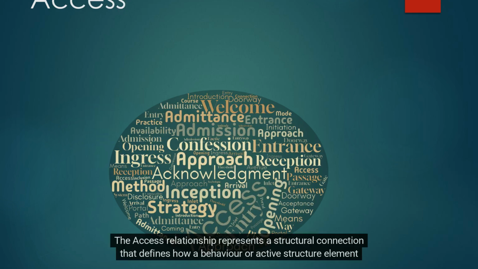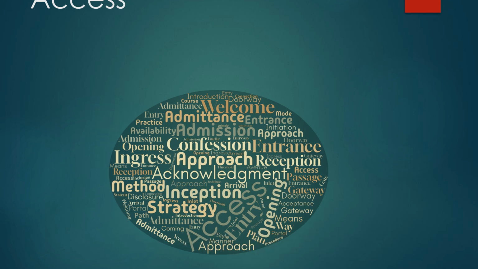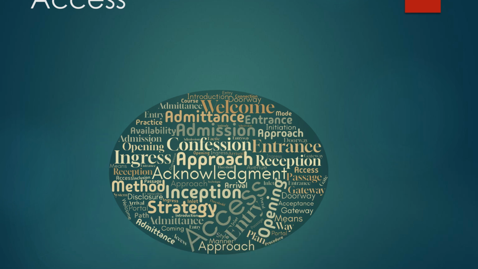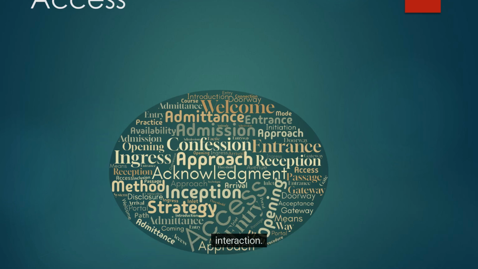The access relationship represents a structural connection that defines how a behavior or active structure element interacts with a data object, whether by reading, writing, or both. This relationship is essential for modeling permissions, interactions, and control over information within a system. For example, entry highlights gaining access to a system or space, emphasizing the initial point of interaction.